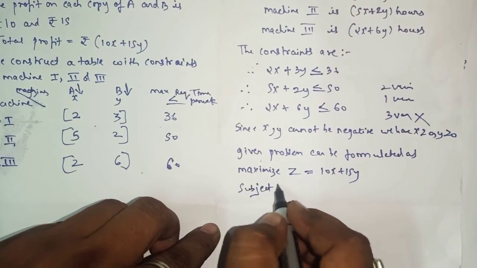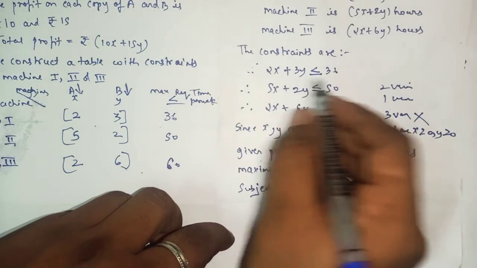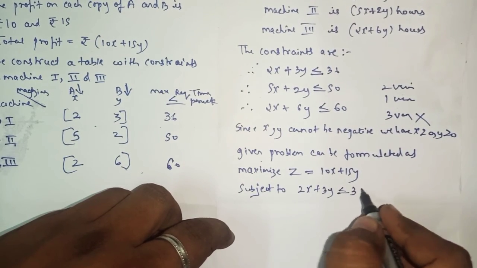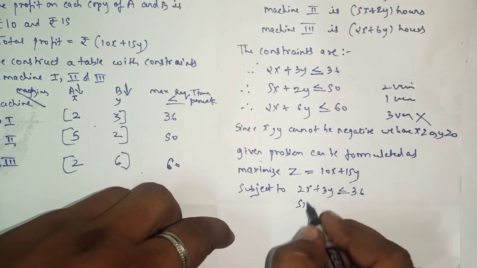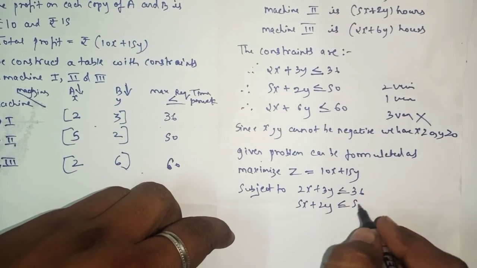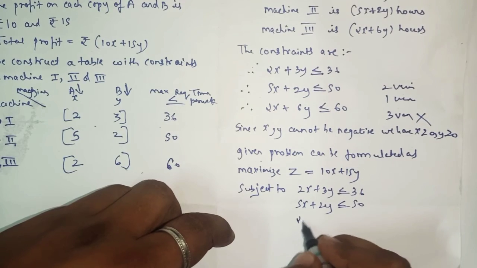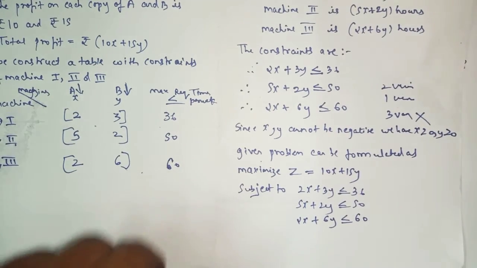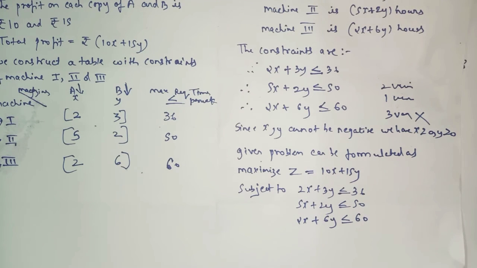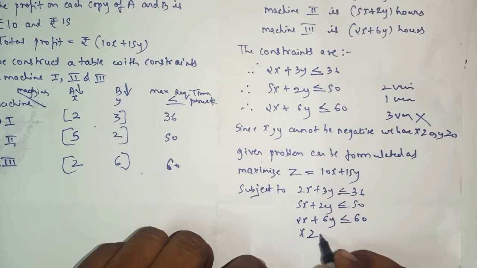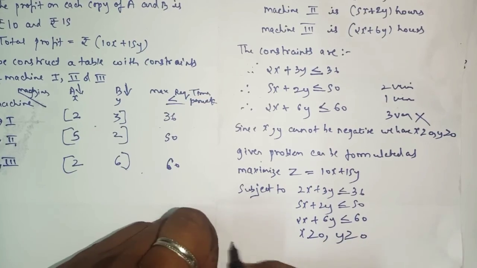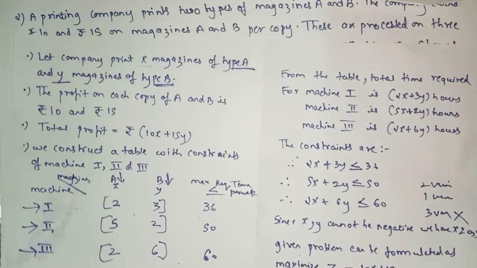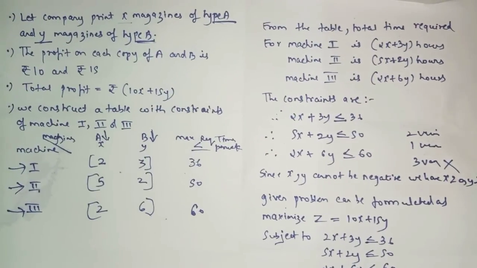Subject to, the first linear inequation is what? 2x plus 3y less than equal to 36. Second is what? 5x plus 2y less than equal to 50. Third one is what? 2x plus 6y less than equal to 60. And the last, x greater than 0 and y greater than 0. That's the end of the sum. In this way you will present your sum in the board exam.